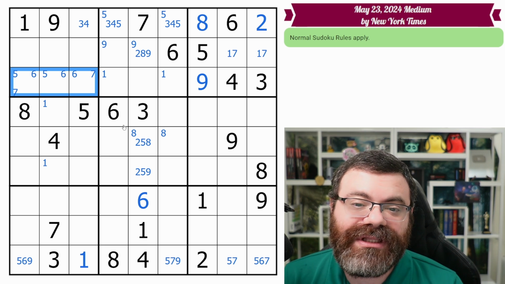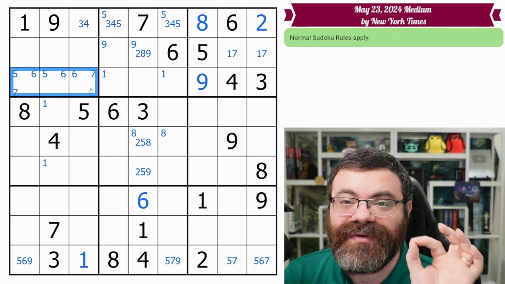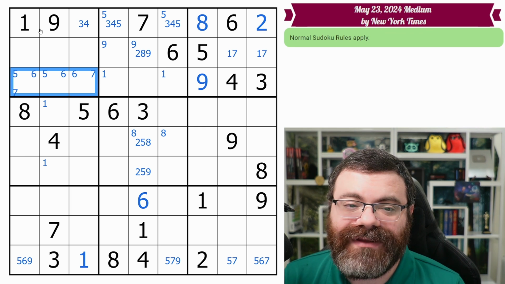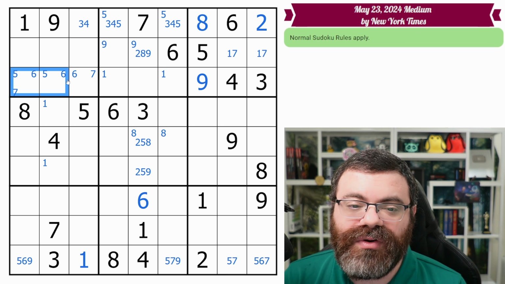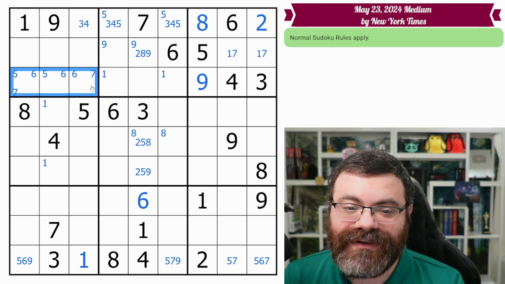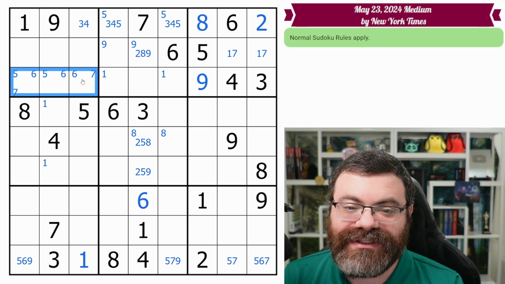Remember, hidden means we're dealing with a row, column, or box. In this case, we're dealing with this box. Triple means we're dealing with 3 digits in 3 cells. So the 5, 6, and 7 need to go in this box somewhere, and these corner marks are telling us that they're only in these 3 cells. We need 3 cells for the 5, 6, and 7, which means we cannot put any other digit in here other than the 5, 6, and 7.